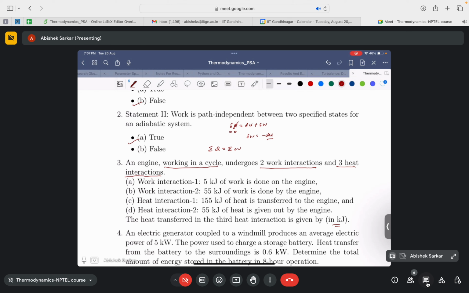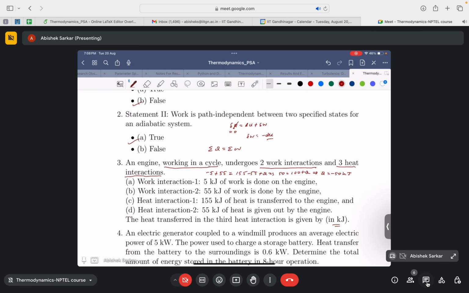Okay, so let me just do it here. For the net work interaction, the first is the work done on the system, so it is minus 5. Then 55 kilojoule work is done by the engine, so it is plus 55. Then 155 kilojoule heat is transferred to the engine, so it is again 155. Then 55 kilojoule of heat is given out by the engine, so it is minus 55. Once you do that, plus some Q that is unknown. So it would be 50 is equal to 100 plus Q. So you get that Q is equal to minus 50 kilojoule. The negative sign suggests that the heat goes out of the engine. Very simple. The key term was working in a cycle.